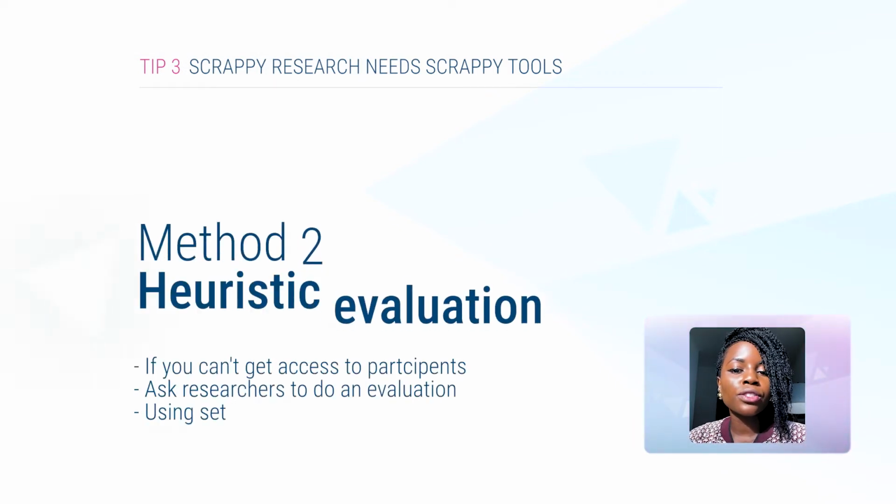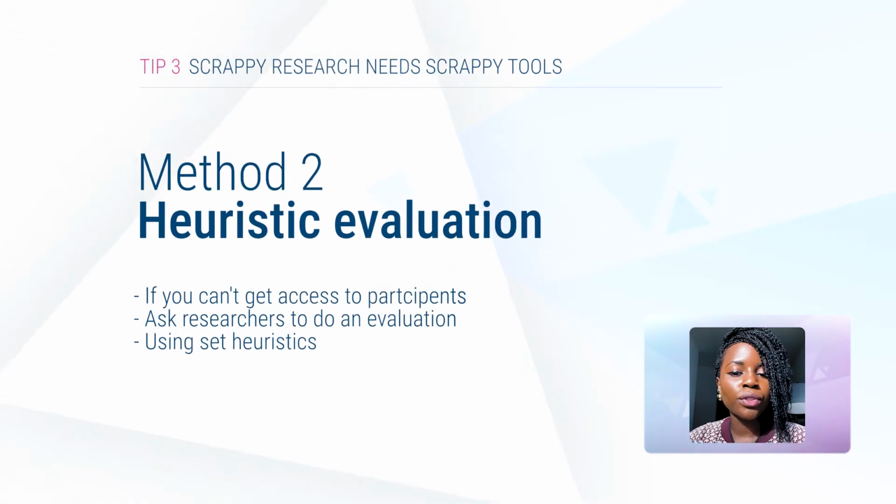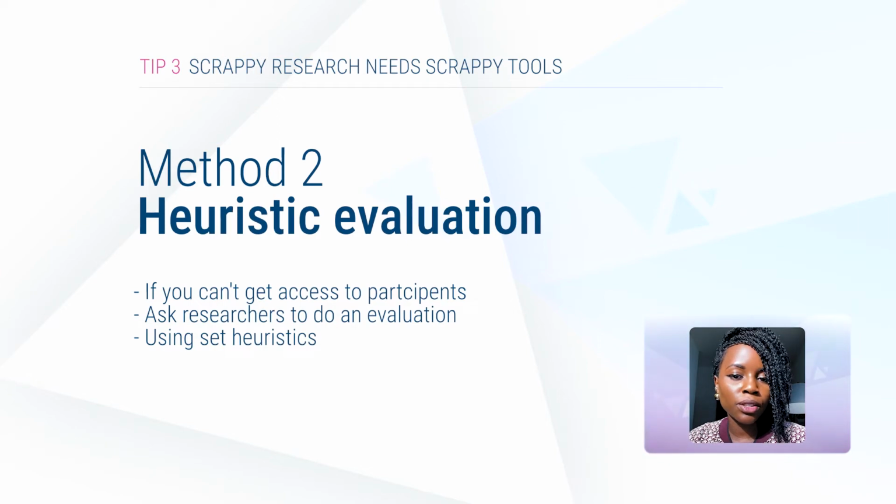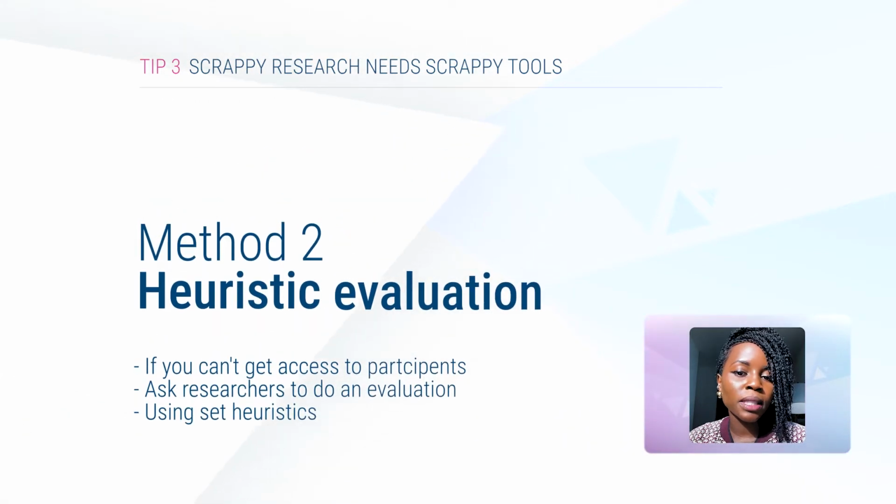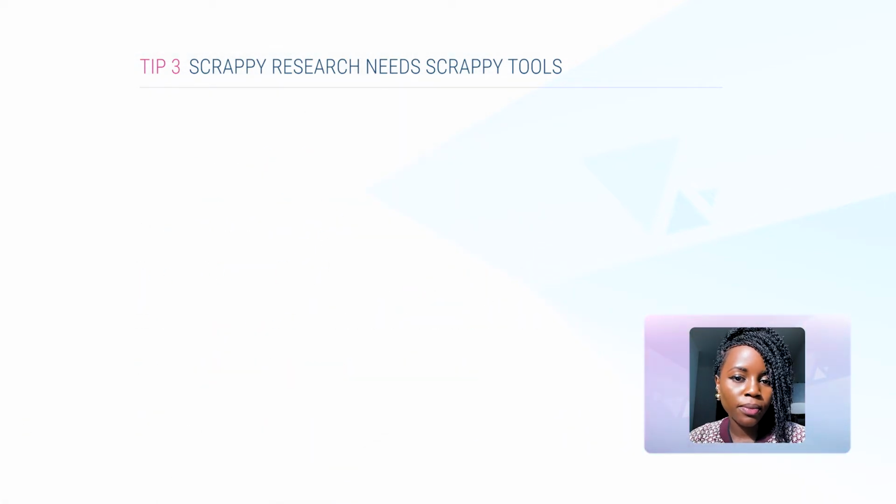The second method is a heuristic evaluation. If you don't have enough time to get participants in the room, you can ask the research experts on your team to evaluate your designs using set heuristics and qualitative guidelines. This helps you find a number of usability issues without spending the time to recruit participants.